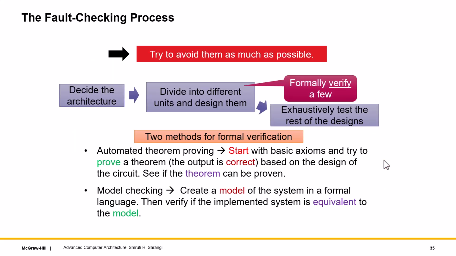So the fault checking process here is that you try to avoid them as much as possible. The typical design flow is that you decide a high level architecture, divide it into different smaller subunits, design each subunit, and exhaustively test these designs. For every subunit, you do a unit level test and then make a larger thing: a larger unit level test, subsystem level test, full test.